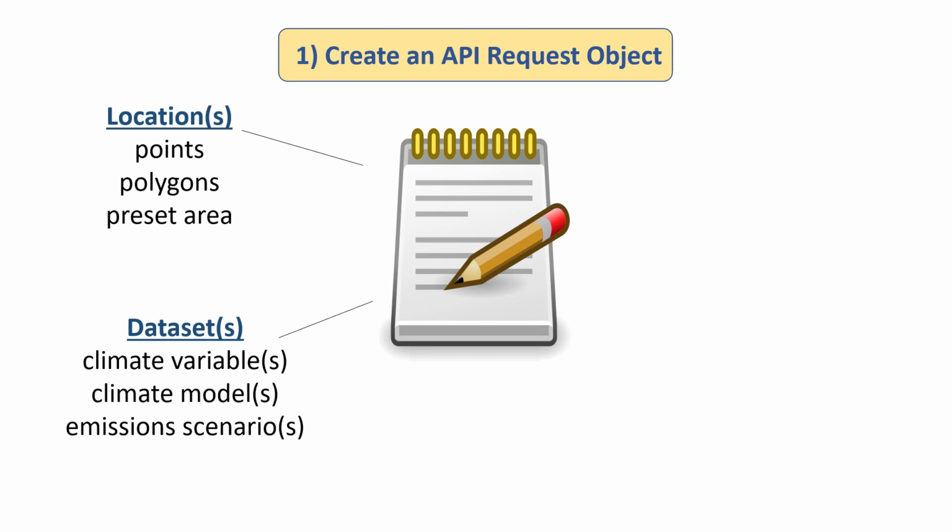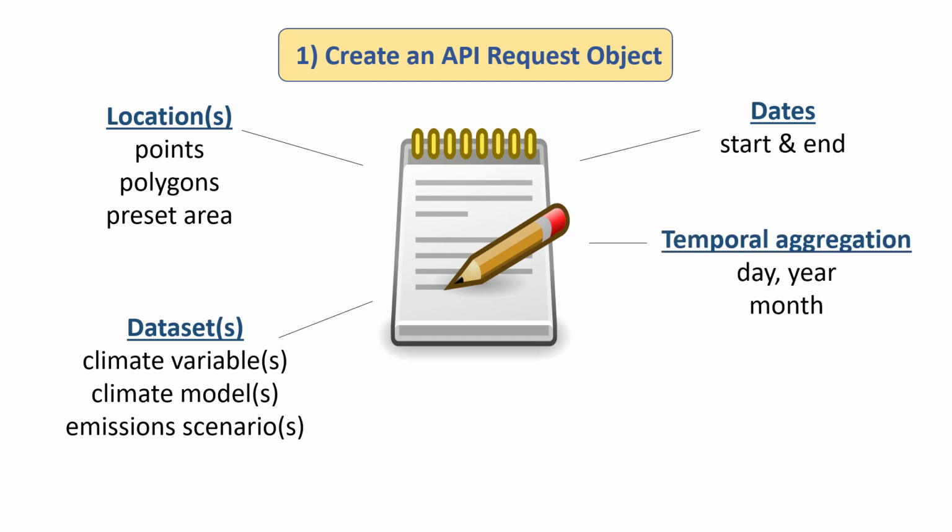Every API request must also specify the data sets you want. This includes one or more climate variables, such as minimum or maximum daily temperature, precipitation, snow water equivalent, and so on. If you're asking it for modeled climate data, you also have to specify the climate models or GCMs that you want, as well as the emission scenarios. Of course, you have to specify the start and end dates and the temporal aggregation period. The smallest unit of time for the CMIP5 data on CalAdapt is daily. Many of the data sets are also available as annual averages, and a few are available as monthly summaries.